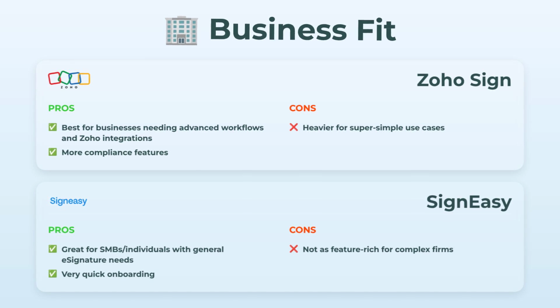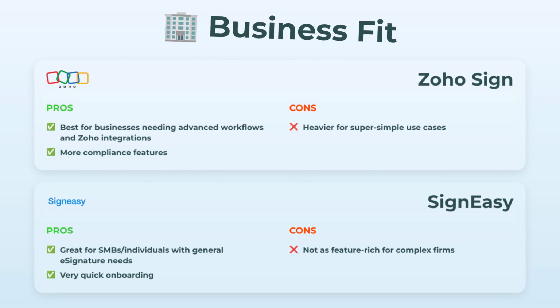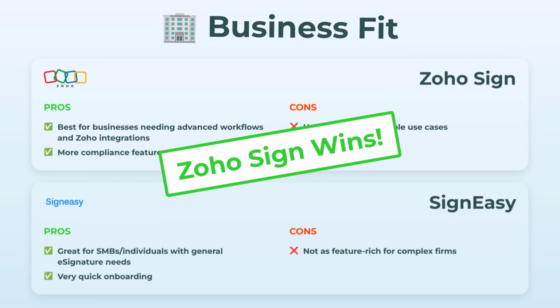But if you're a small biz or just need general e-signing, SignEasy keeps it light, super quick onboarding and all, but it's not gonna cover those more complex needs. For serious business features, yep, Zoho Sign wins.